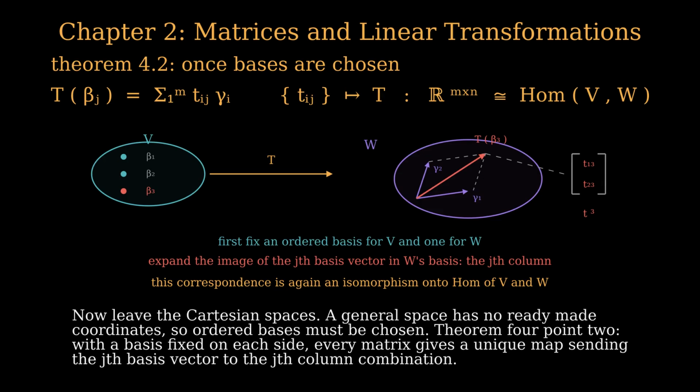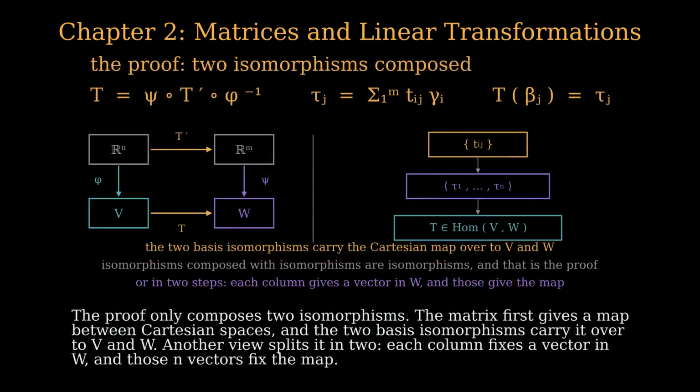Now leave the Cartesian spaces. A general space has no ready-made coordinates, so ordered bases must be chosen. Theorem 4.2. With a basis fixed on each side, every matrix gives a unique map, sending the jth basis vector to the jth column combination. The proof only composes two isomorphisms. The matrix first gives a map between Cartesian spaces, and the two basis isomorphisms carry it over to V and W. Another view splits it in two. Each column fixes a vector in W, and those n vectors fix the map.